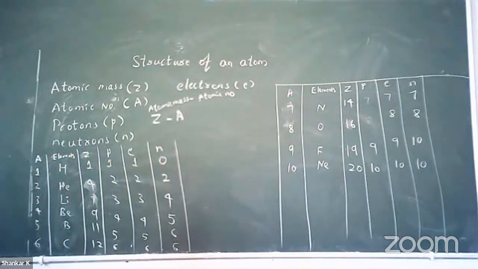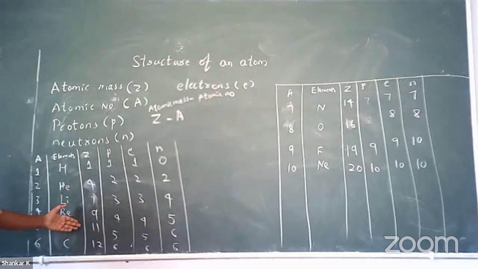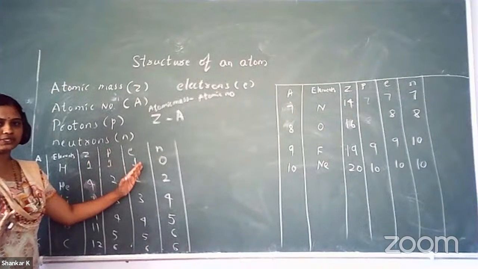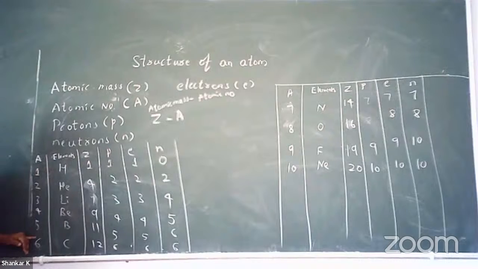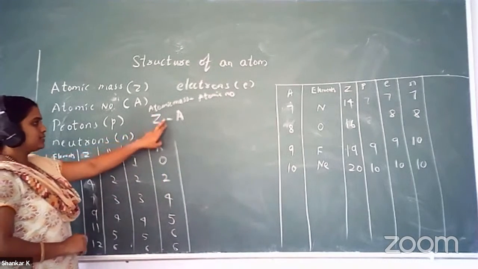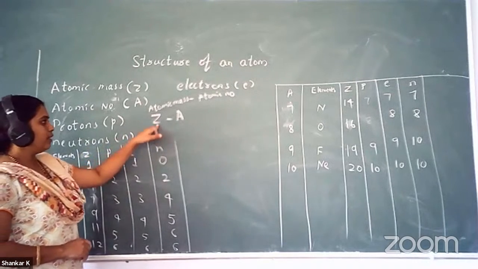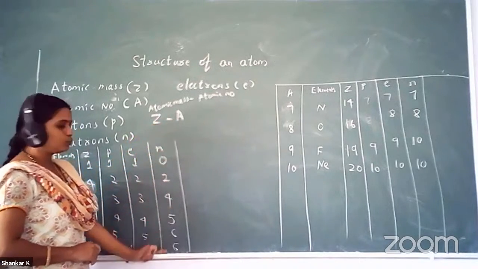How to find the neutrons, do you know? We know the atomic number and the mass number. Protons and electrons will be the same, students. Protons and electrons are the same as the atomic number of the elements. But for neutrons, we have to subtract the atomic number from the mass number, then you will get the neutrons.